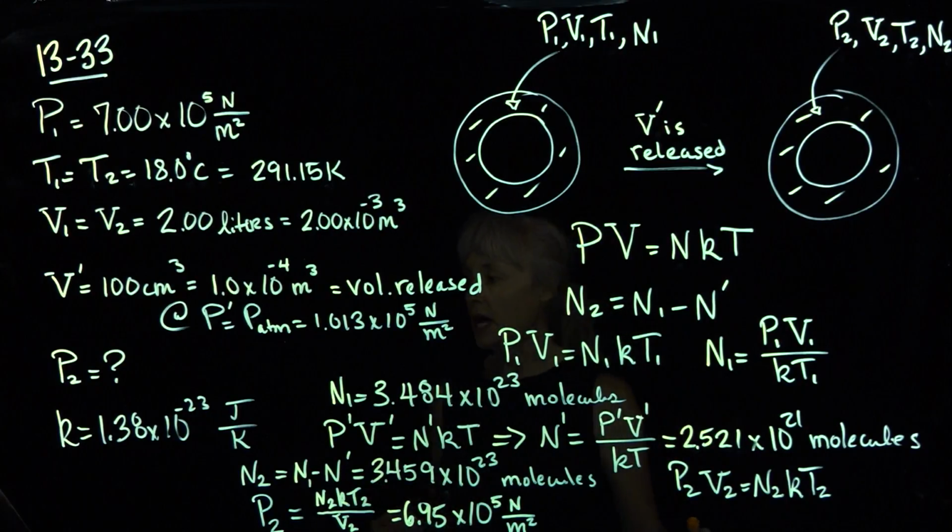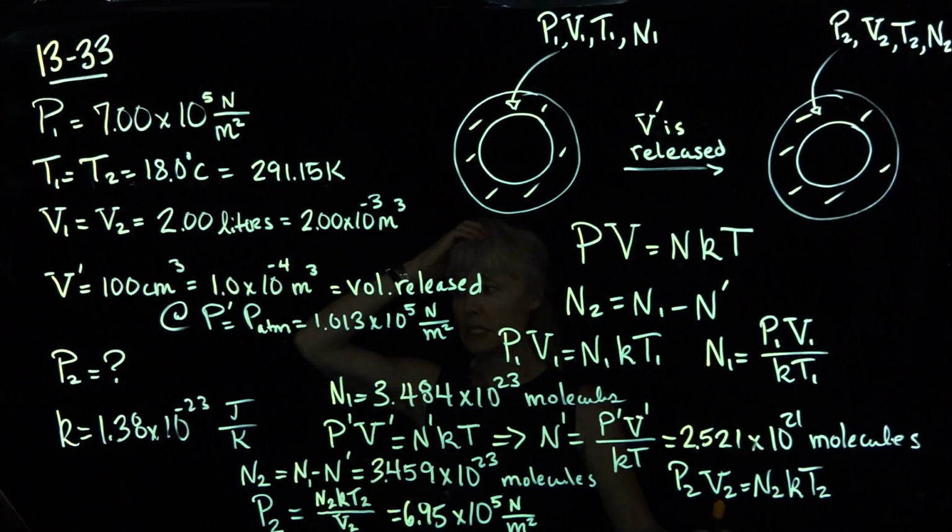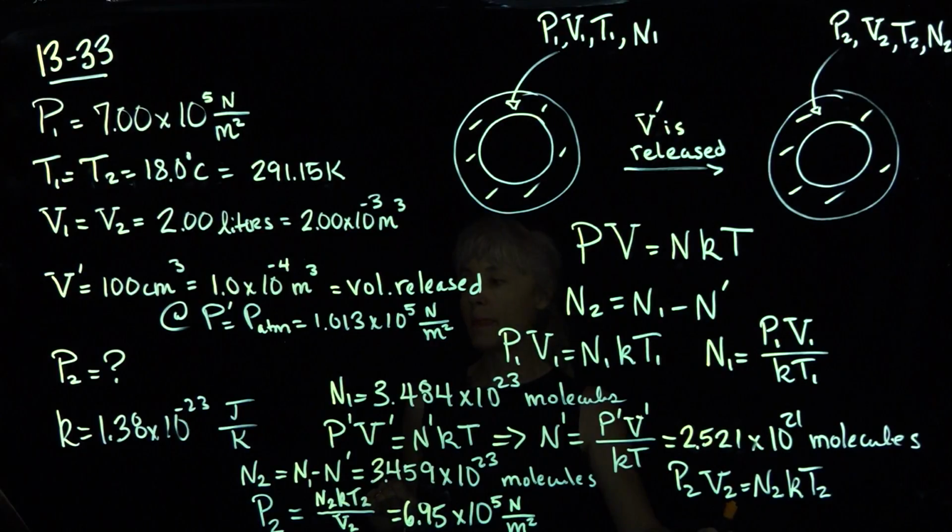A bicycle tire has a pressure of 7.00 times 10 to the fifth newtons per meter squared at a temperature of 18.0 degrees C and contains 2.00 liters of gas. What will be its pressure if you let out an amount of air that has a volume of 100 cubic centimeters at atmospheric pressure? Assume that the temperature and the volume of the tire remain constant.